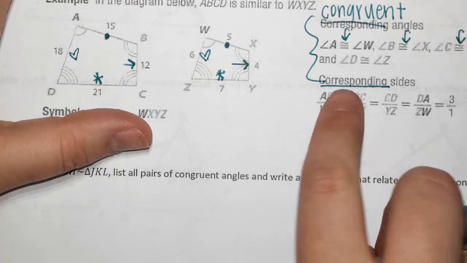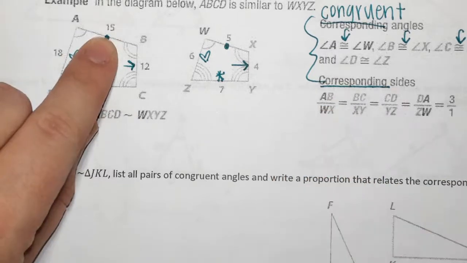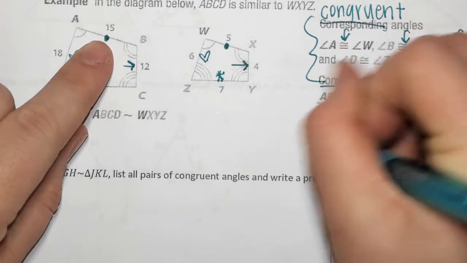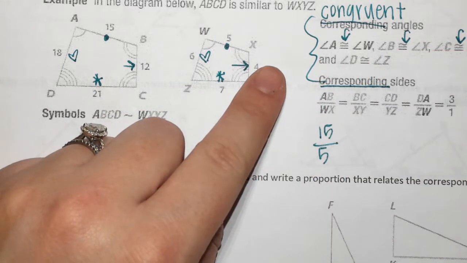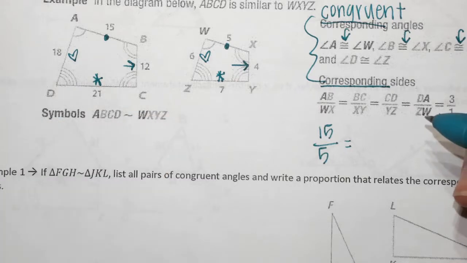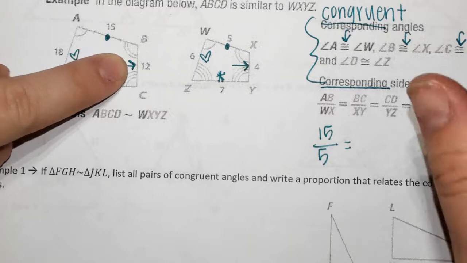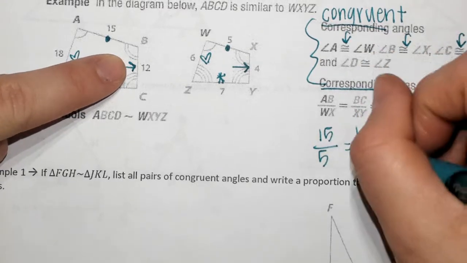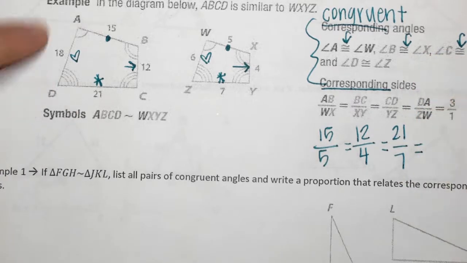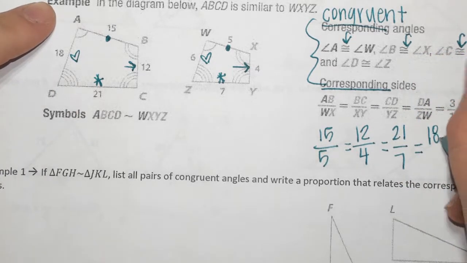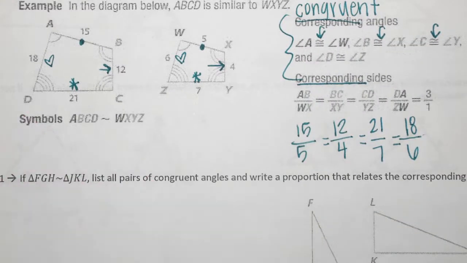So now I want us to go in and plug in all of the distances of these. So AB is how long? 15 to WX is 5. So 15 to 5. You have to go in order. So if you start with this polygon, you have to start with this one every time. So now BC is 12 to 4, CD is 21 to 7, and DA to ZW.